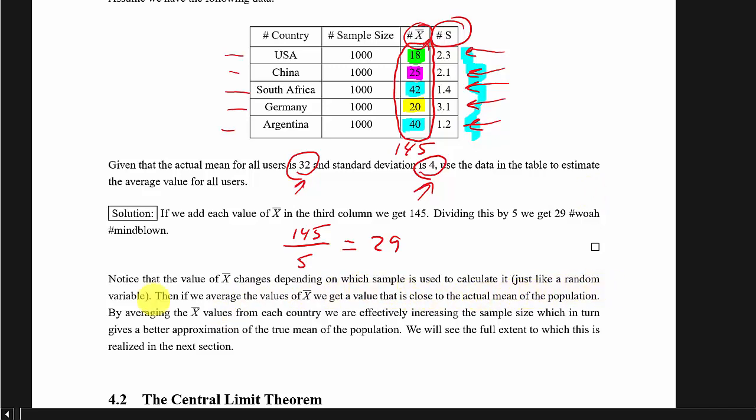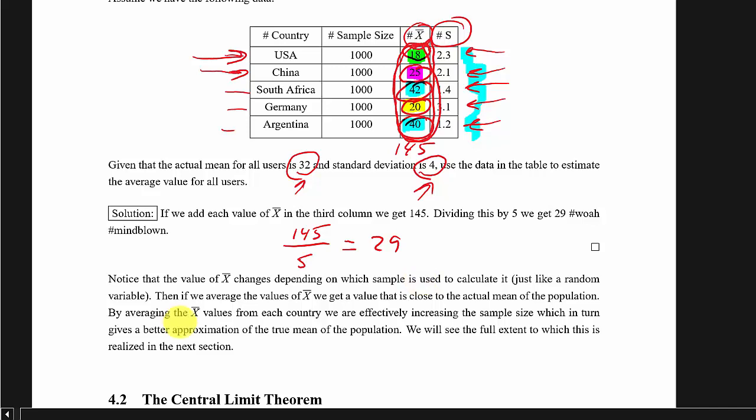All right. So notice that the value of x bar changes depending on which sample is used to calculate it, just like a random variable. And that's what they're talking about here. See, these x bars are quite different. It depends on what sample we're using. In this first one, we used the sample of users from the USA. Here we used the sample of users from China, and so on. But what we did is we took all of these means, added them up, and divided by 5.